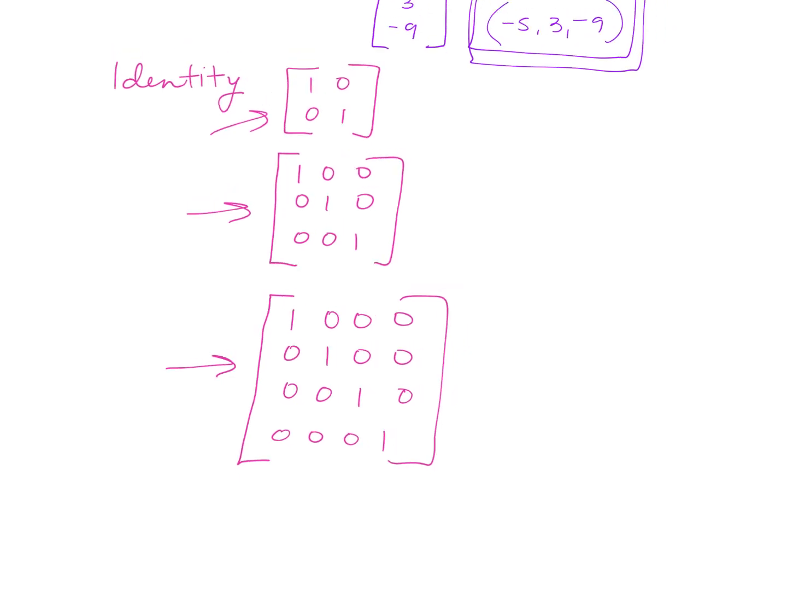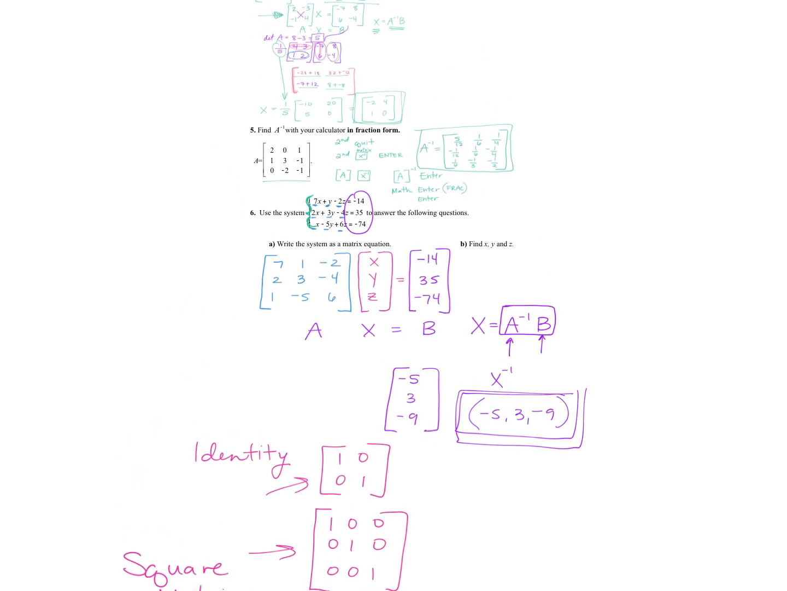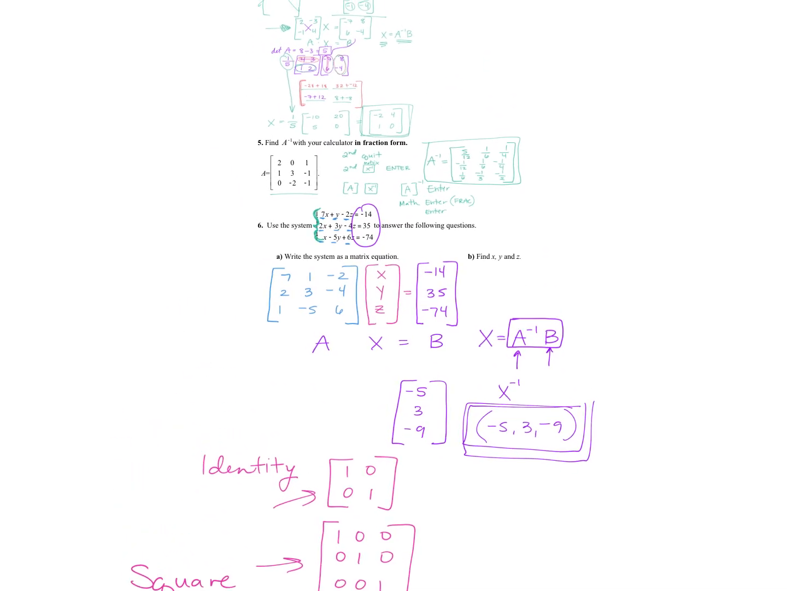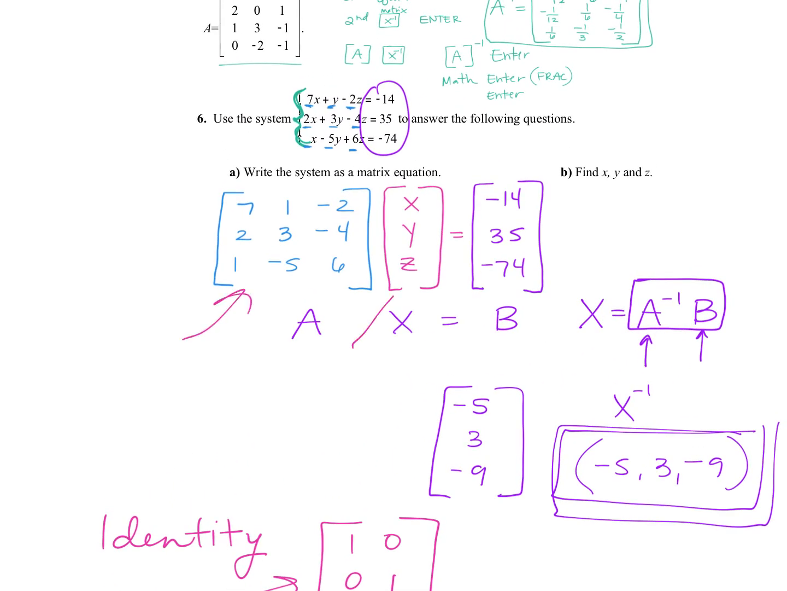Can anyone think of what else we call these matrices? A 2 by 2, a 3 by 3, a 4 by 4? They are all square matrices, right? A square matrix has the same number of rows as it does columns. We talked a bunch about the names of our different matrices, right? So coefficient, variable, constant.